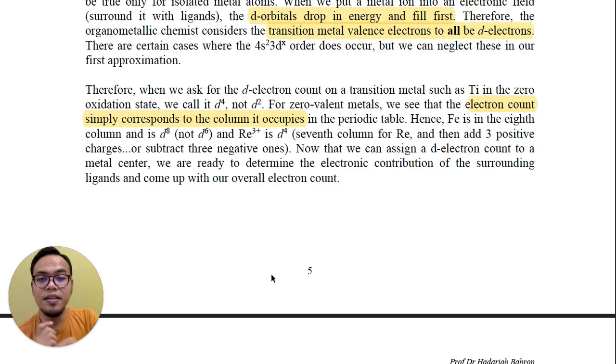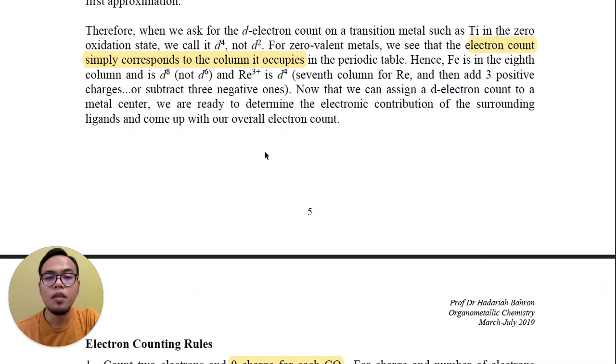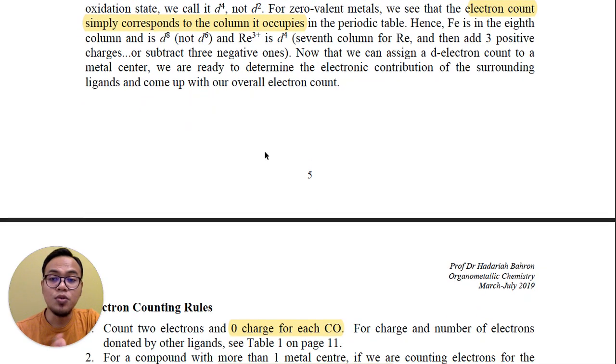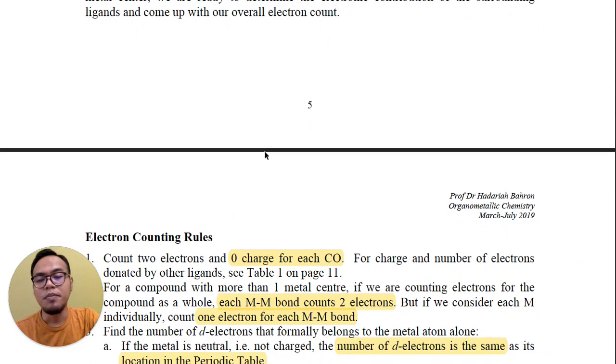Like, look at this rhenium, it is Re3+, so we call it d4. Actually, rhenium comes from the 7th column, so it should be d7, but you have to minus 3 electrons in order to become 3 positive. Remember, the more electrons you donate, the more positive your atom will become. So we now understand how to assign the number of electrons to your metal center.